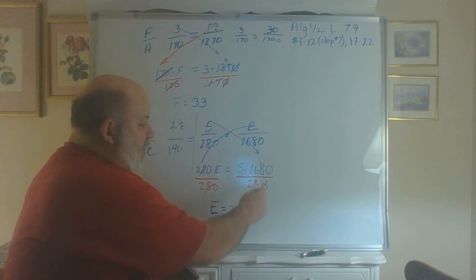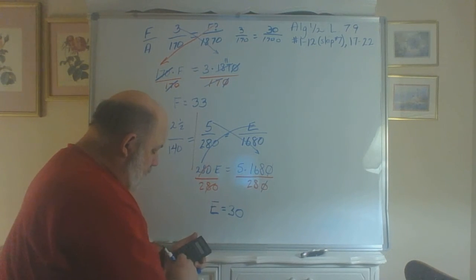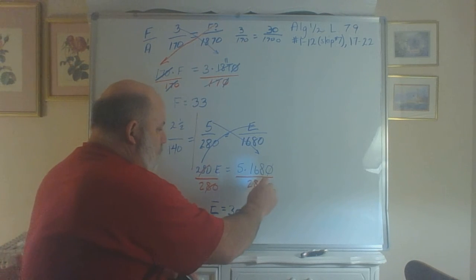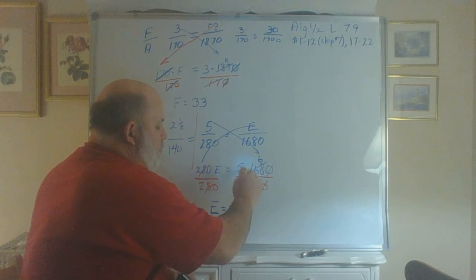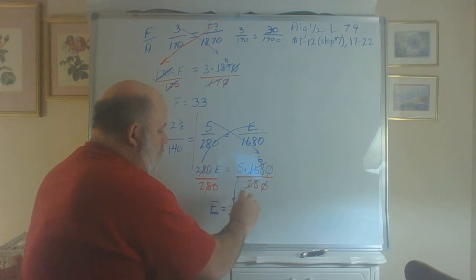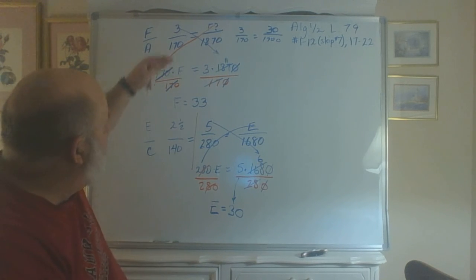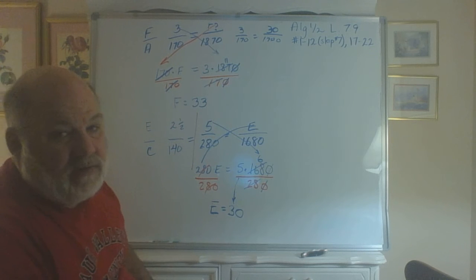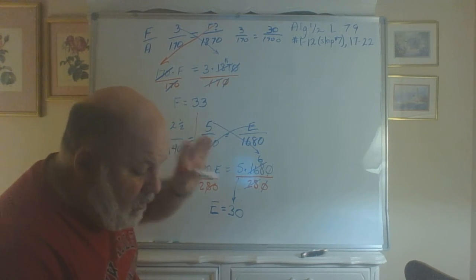By the way, if I had reduced, if I had done 168 divided by 28, it would have given me 6. 5 times 6 is 30. So what you're doing each time is you're setting up the ratio as it's given to you. We're going to do the practice together.